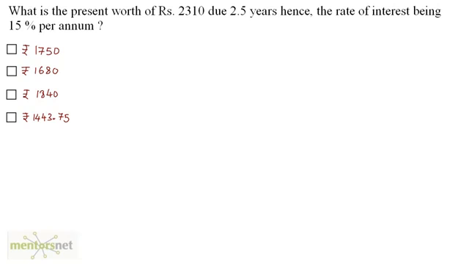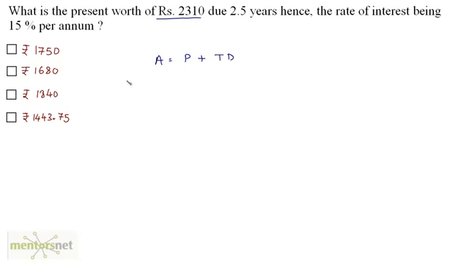What is the present worth of rupees 2310 due 2.5 years hence, the rate of interest being 15% per annum? So we have been given the future worth of this item, right? We know that amount is basically the principal plus interest, and interest on principal in our case is the true discount, isn't it? Right.